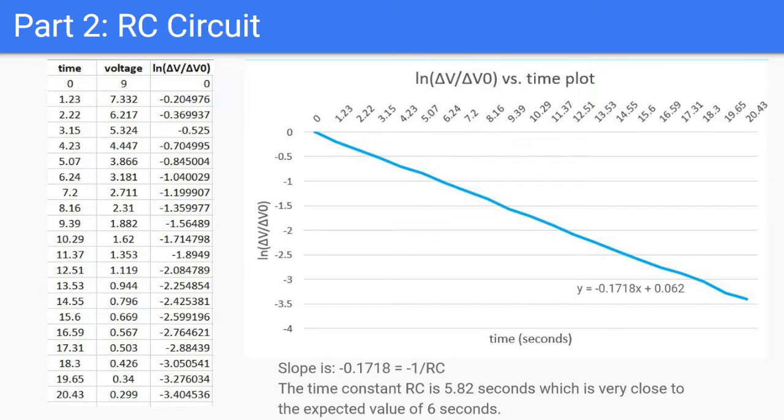I recorded the time and voltage of a discharging capacitor connected to a 30-ohm bulb. I graphed Ln times delta V over delta V naught versus time. I used the slope of the line to calculate the time constant, which was found to be 5.82 seconds, which is very close to the expected value of 6. This error can be attributed to relying on the hand to stop the clock each time and the use of an idealized circuit.